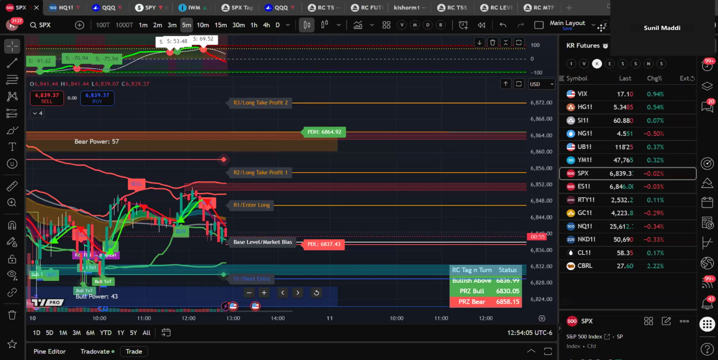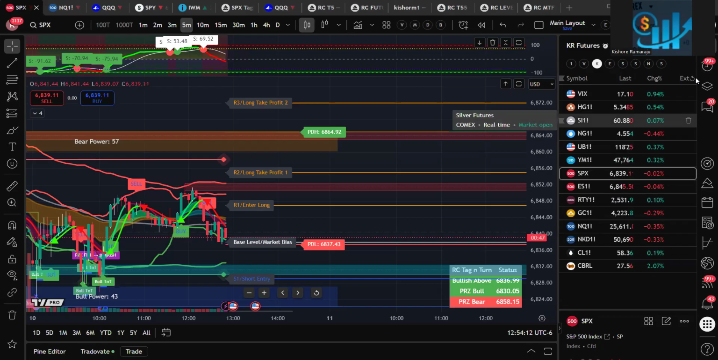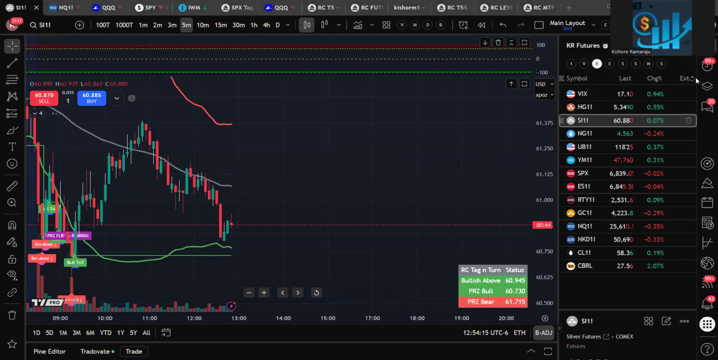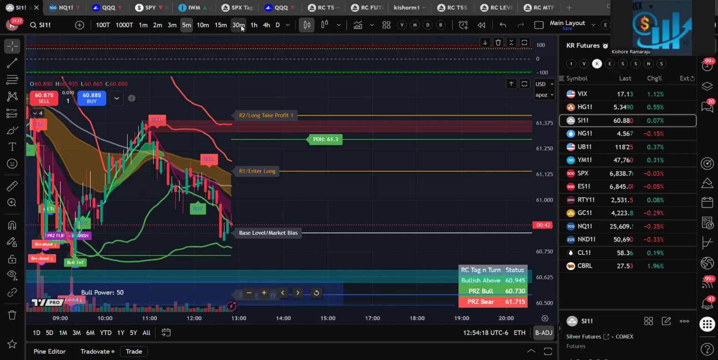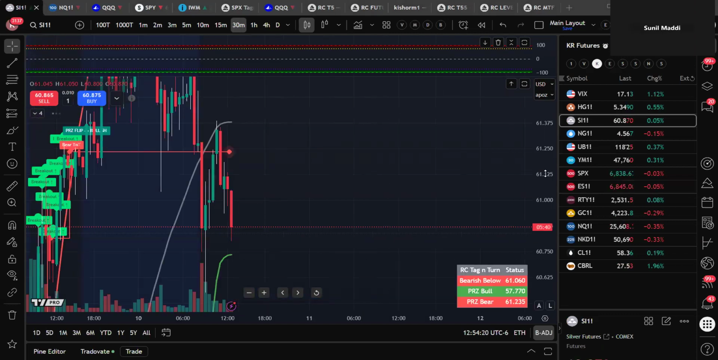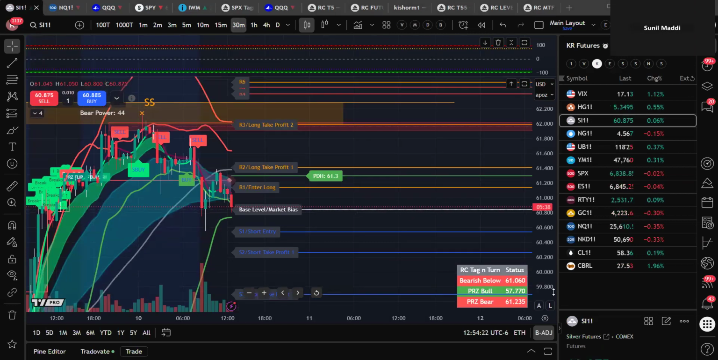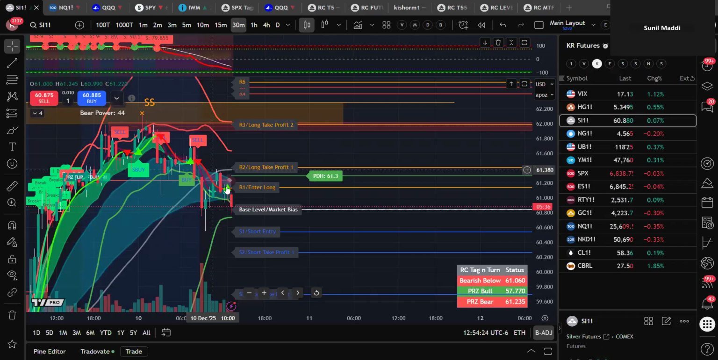Generally, metals also, we should look at silver. Silver right now, silver was a buy in the morning. I kind of entered late. I'm just holding it.